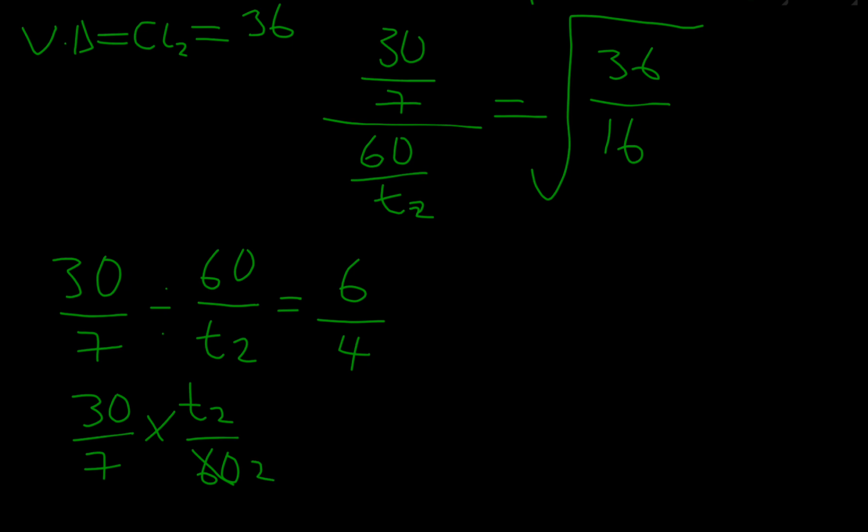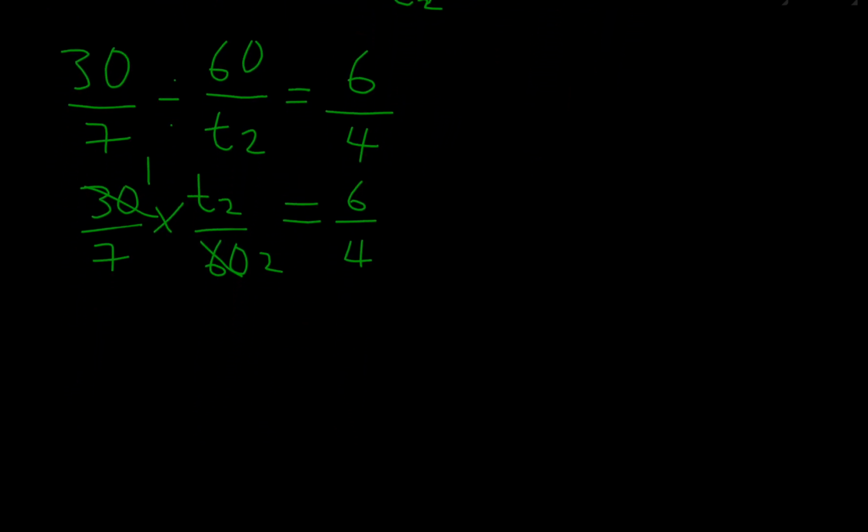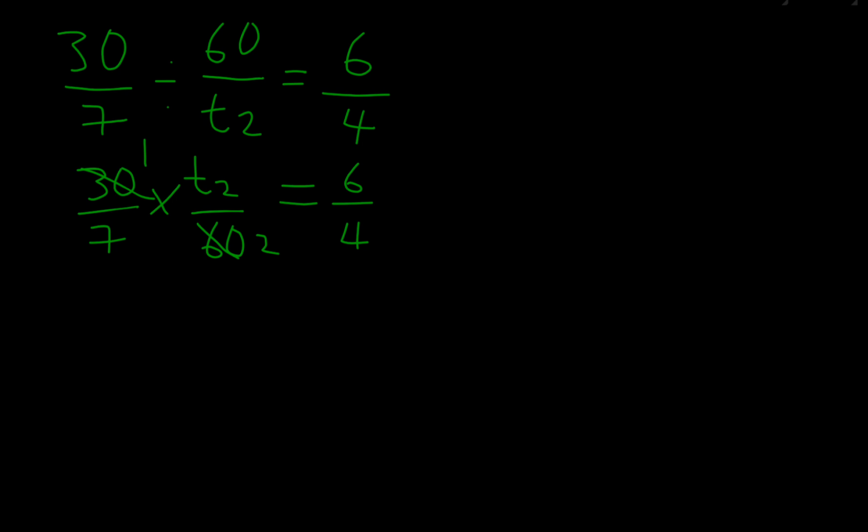30 into 60 is 2. Everything would equal 6 over 4. This will become 1 times T2. You get T2 over, I'll scroll and write it at the bottom. So 1 times T2, you get T2 over 2 times 7 is 14. T2 over 14 equals 6 over 4.